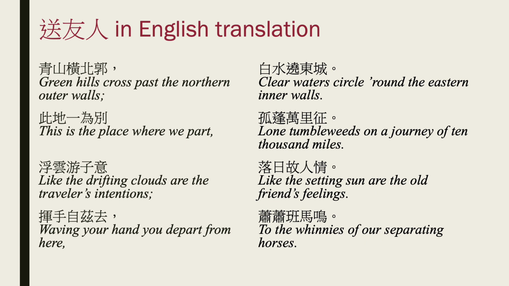Seeing Off a Friend. Green hills cross past the northern outer walls. Clear waters circle round the eastern inner walls. This is the place where we part, lone tumbleweeds on a journey of 10,000 miles. Like the drifting clouds are the traveler's intentions. Like the setting sun are the old friend's feelings. Waving your hand, you depart from here to the whinnies of our separating horses.